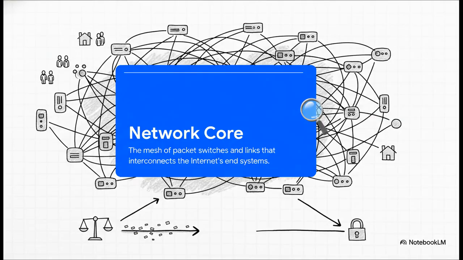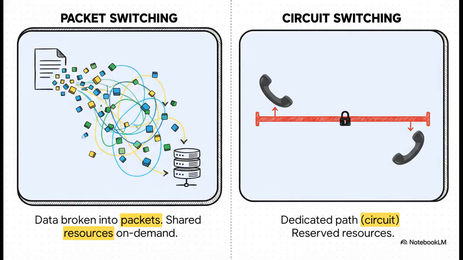So what is this network core really? At its heart, it's this giant tangled web, a mesh of interconnected routers and the links, the cables and fibers that connect them. This is the backbone of the internet. It connects all of us, our devices, which are out on the edge of the network. But here's where it gets interesting. When it comes to actually moving data through this core, there are two totally different ways to do it, two competing philosophies. And this right here, this is the fundamental choice, the big fork in the road for network design.